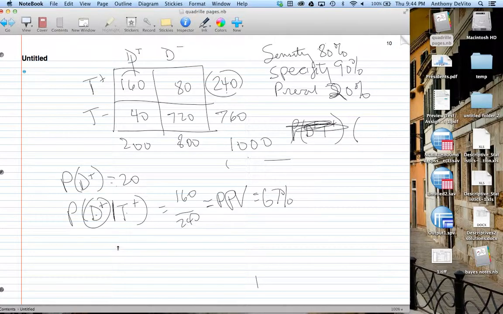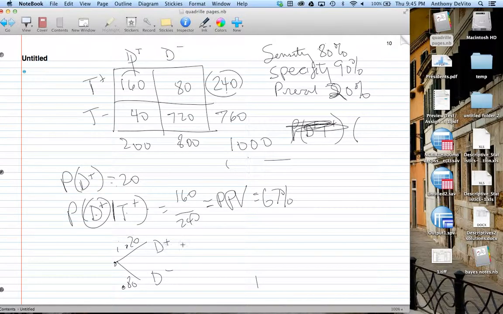I'm gonna make a decision tree just like I did before. First thing is, do you have the disease or do you not have the disease? We start out here, and the first decision we make: are you disease positive or disease negative? Well, the prevalence is 20%. If you pick somebody at random, there's a 20% chance he has the disease, and an 80% chance that he doesn't have the disease.